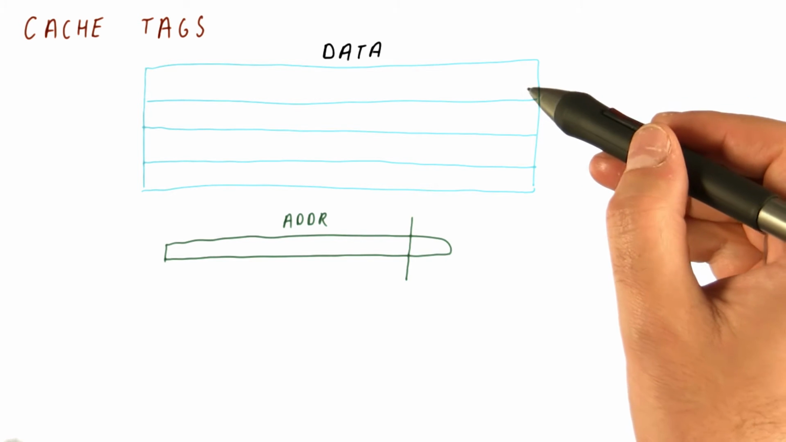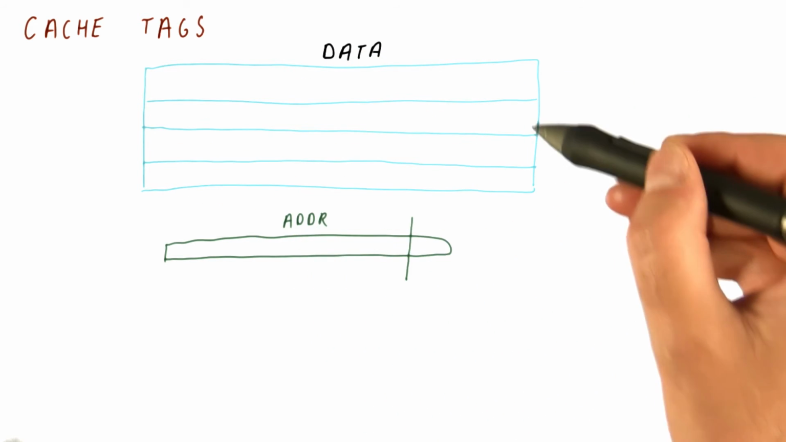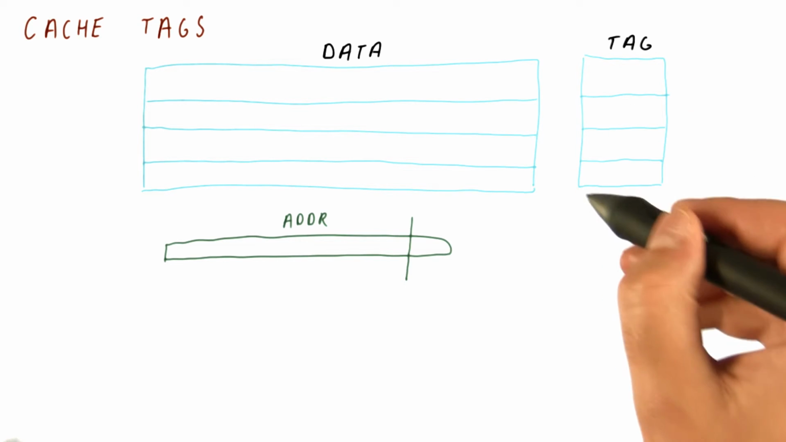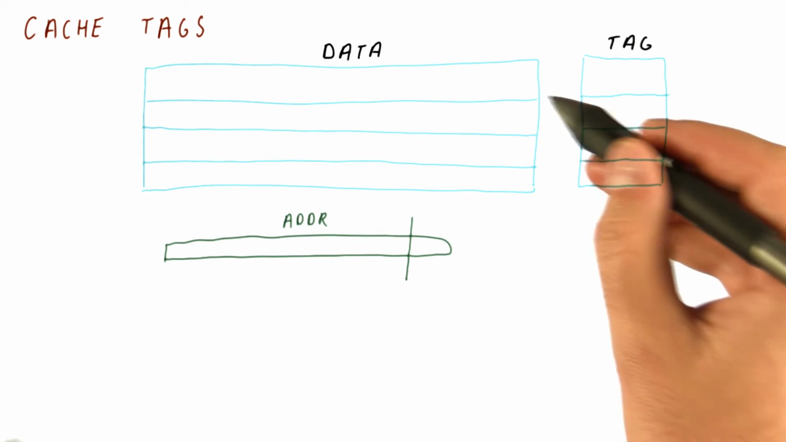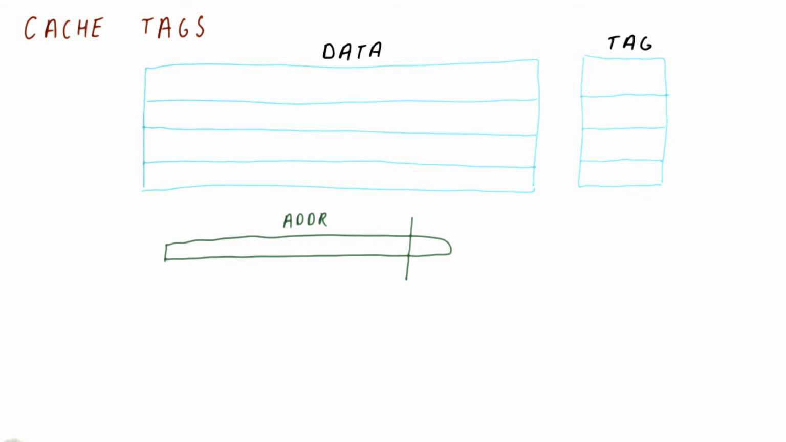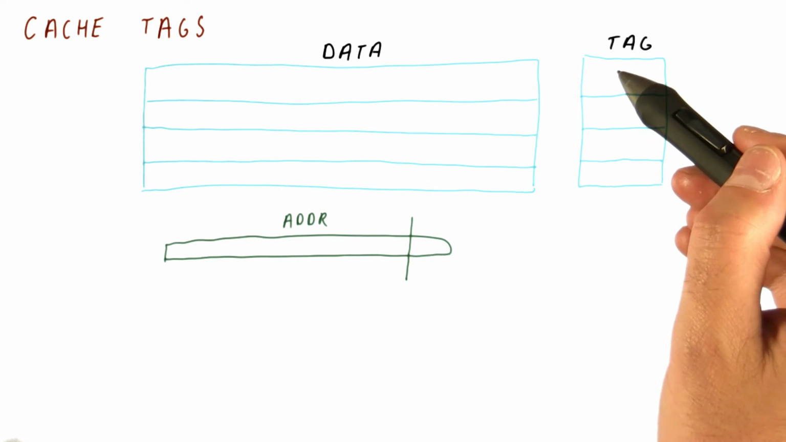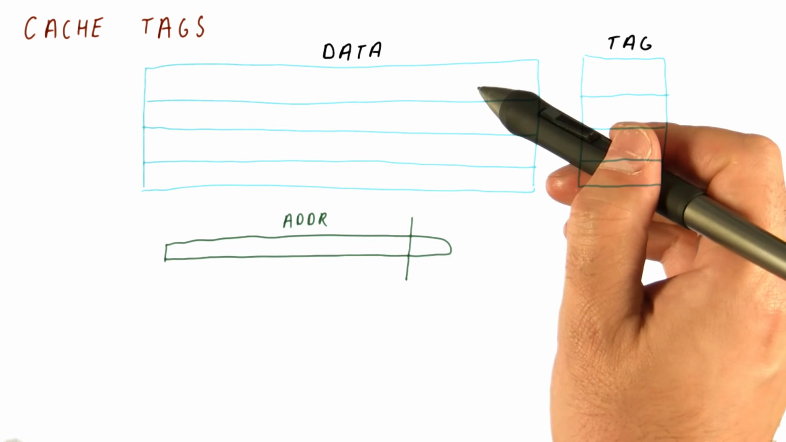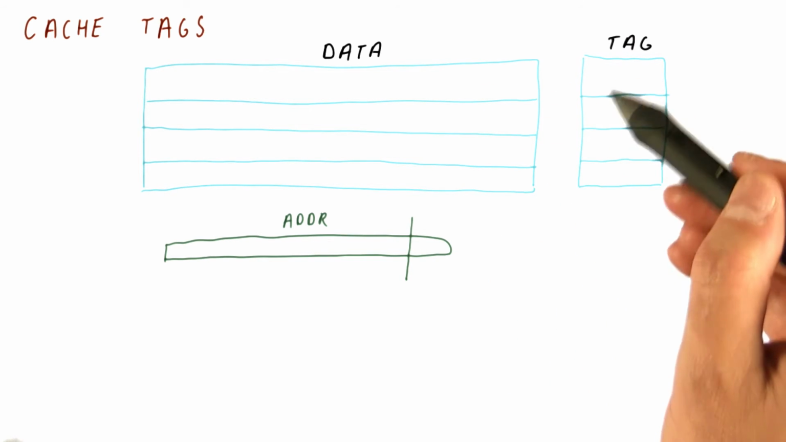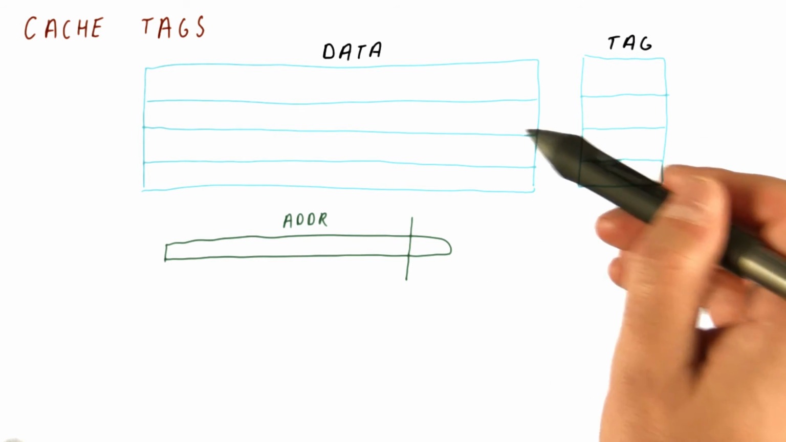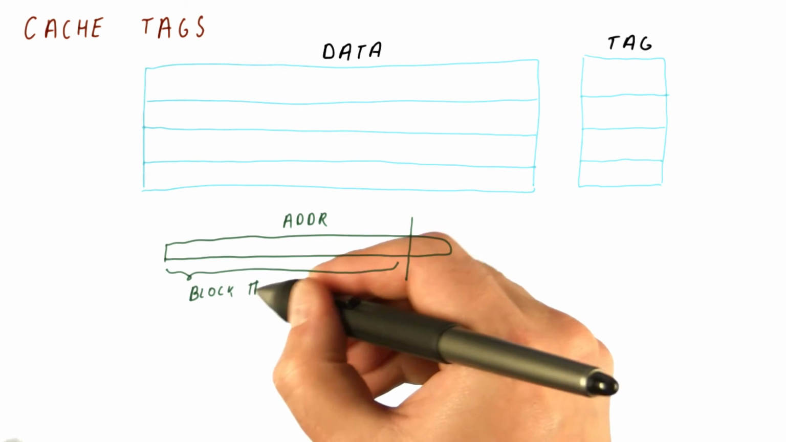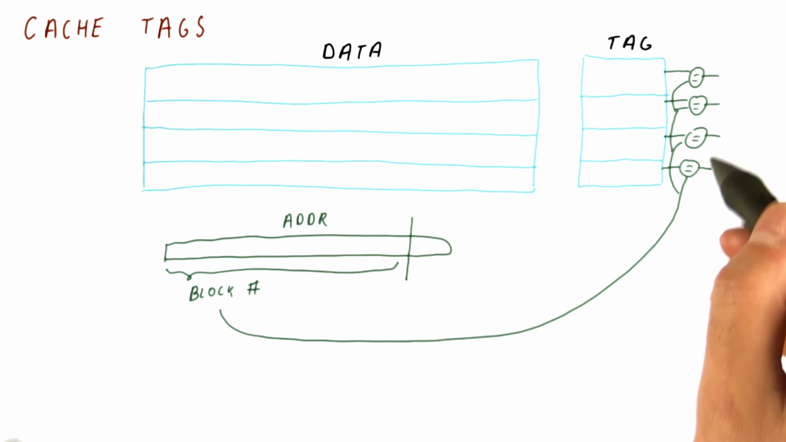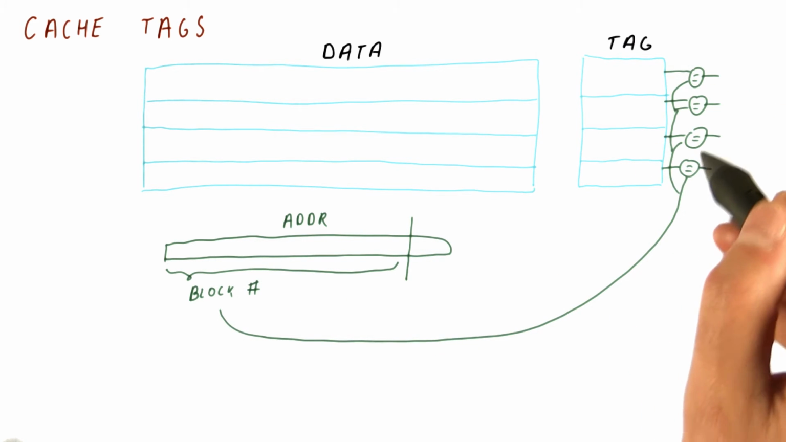And the answer is, in addition to the data of the blocks, the cache also keeps a so-called tag that tells it which block it has here. In this particular cache, the tag will contain the block number that the cache has in each of these slots. So we need 4 tags because there could be 4 blocks in this cache. So given the address, we take the block number part of the address and compare it to each of the tags we have in our cache.